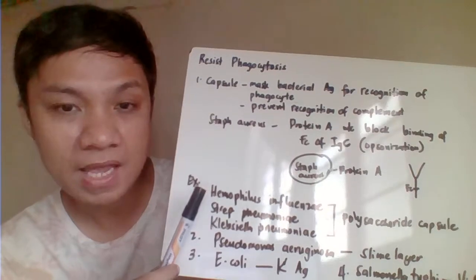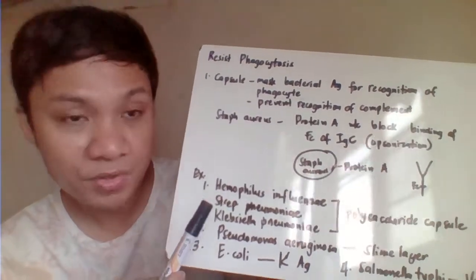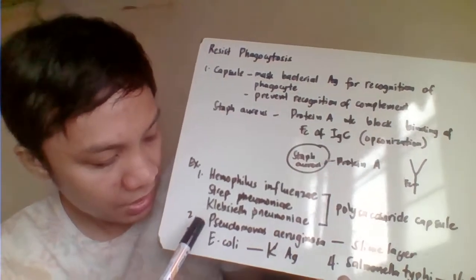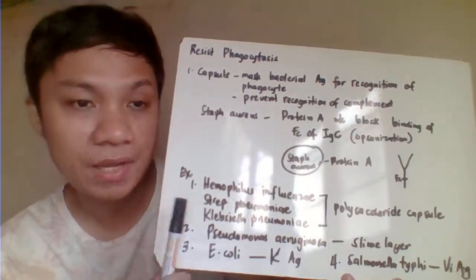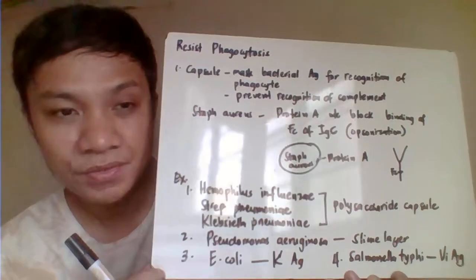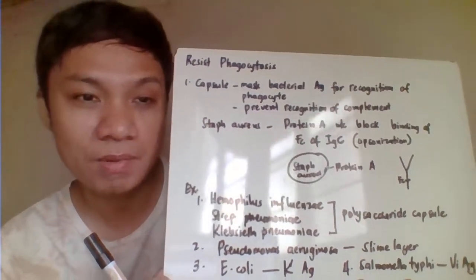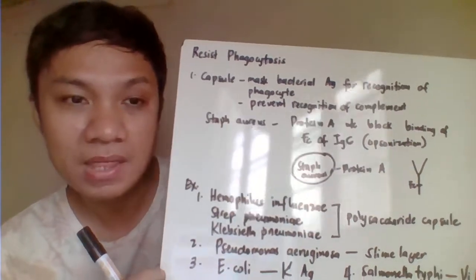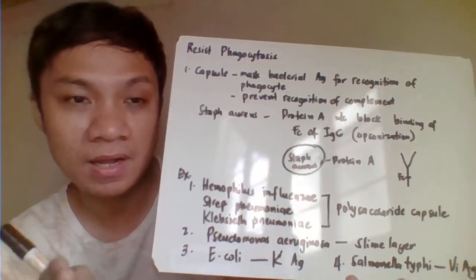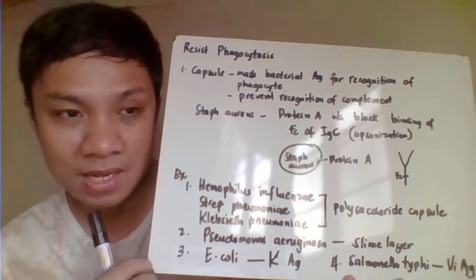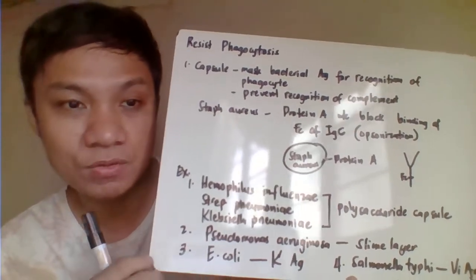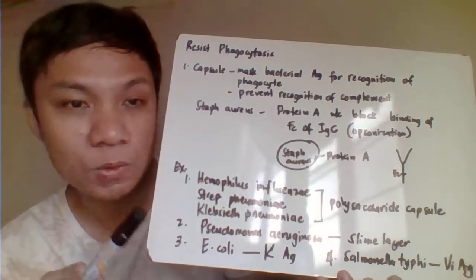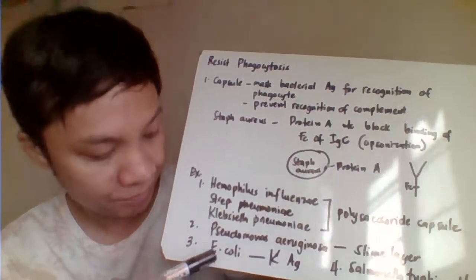Haemophilus influenzae. We have also your Streptococcus pneumoniae. We have also your Klebsiella pneumoniae. On the other hand, your Pseudomonas aeruginosa would have the slime layer. So remember that your slime layer and capsule belong to your glycocalyx, only that they differ in such a way that your capsule is organized and firmly attached to the cell membrane. Your slime layer is disorganized and loosely bound to your cell membrane.